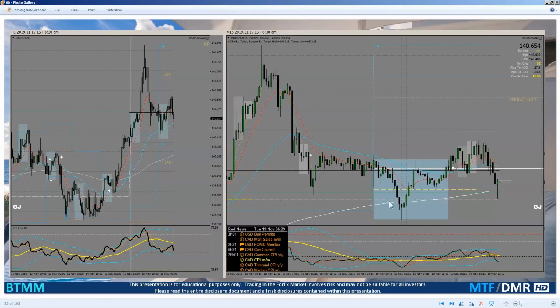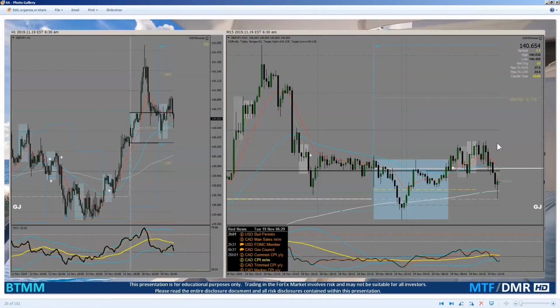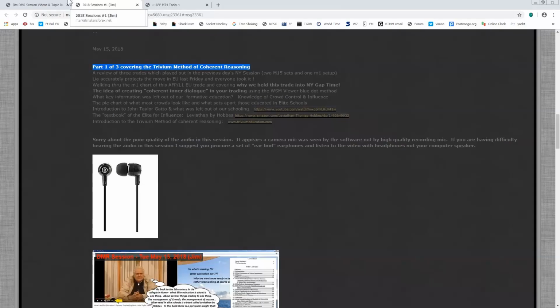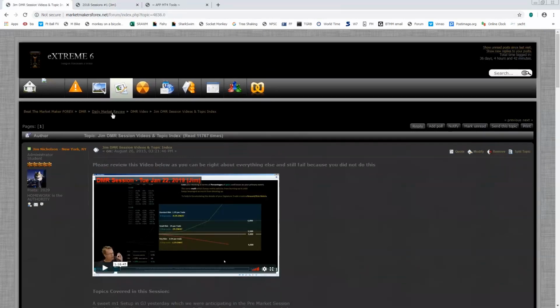This is price open for the week. Okay, so now we're always very interested in knowing what this distance is. If we get statistical, this is the type of thing you're going to want to follow. M1 full screen optional charts. Basically, it's this exact same pair, exact same day, and I'm using my optional full screen charts. Now, you should all know how to access these and know how to build these into your WSM viewer. And we'll go back to where this stuff is.